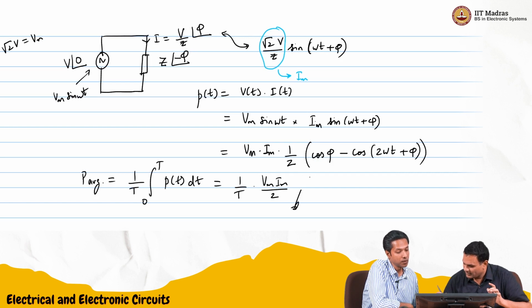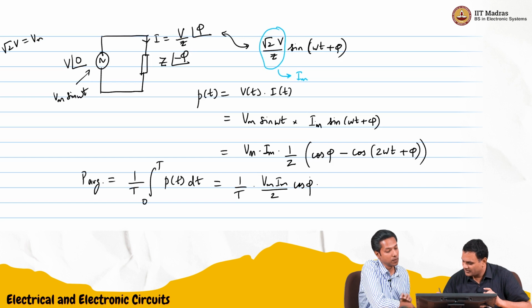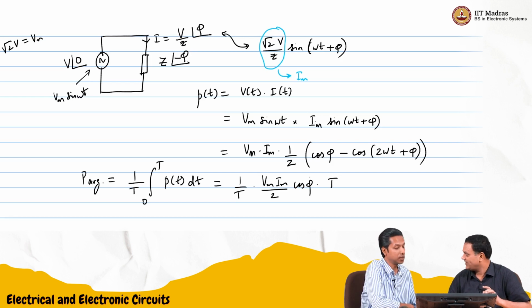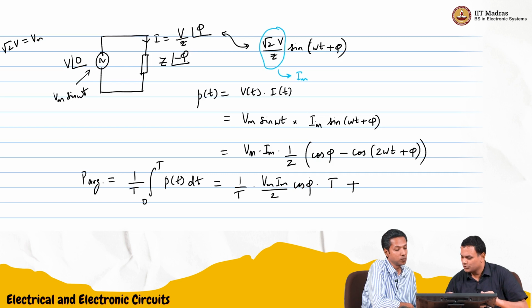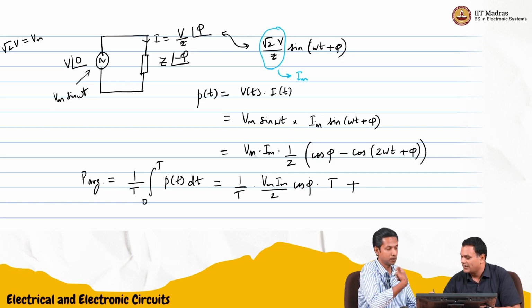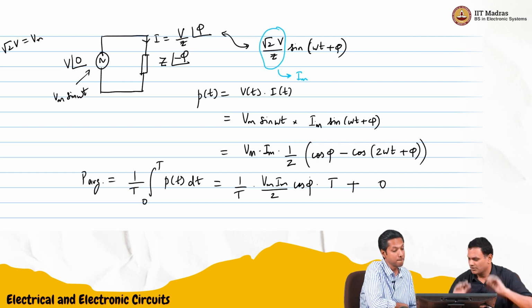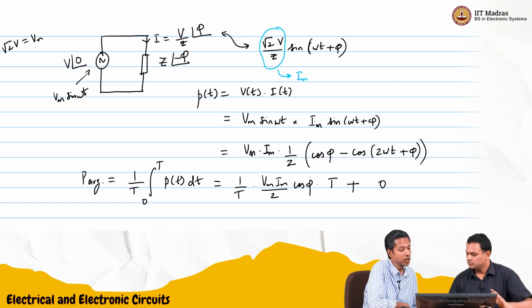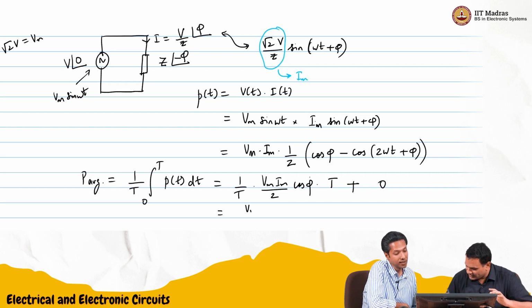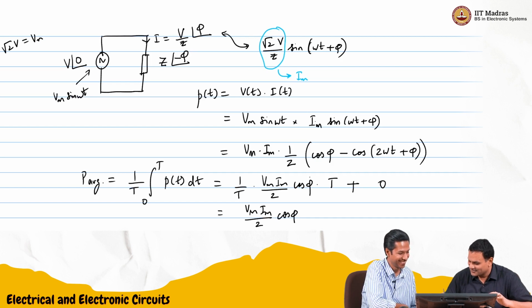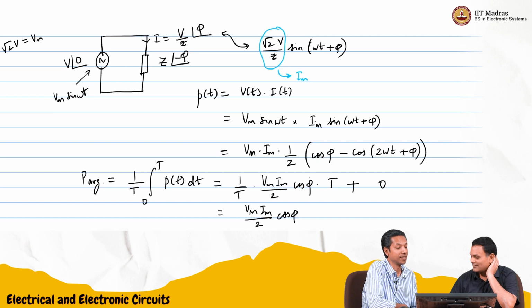So this would be cos phi into T, because we are integrating dt. And the second portion would be 1 by T, Vm Im by 2 times the integral of cos of 2 omega t plus phi. That would integrate to 0. So T and T will get cancelled. This is actually giving you something different. There is a new guy there, this cos phi.